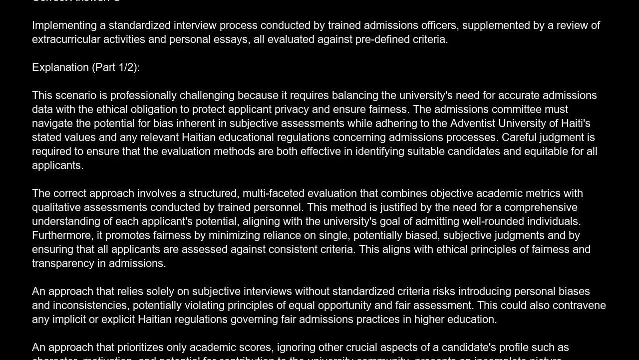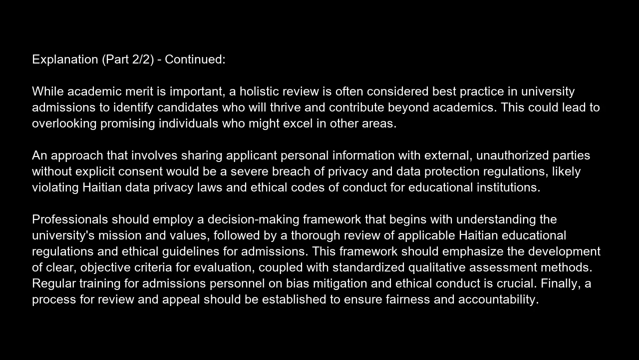An approach that prioritizes only academic scores, ignoring other crucial aspects of a candidate's profile such as character, motivation, and potential for contribution to the university community, presents an incomplete picture. While academic merit is important, a holistic review is often considered best practice in university admissions to identify candidates who will thrive and contribute beyond academics. This could lead to overlooking promising individuals who might excel in other areas.